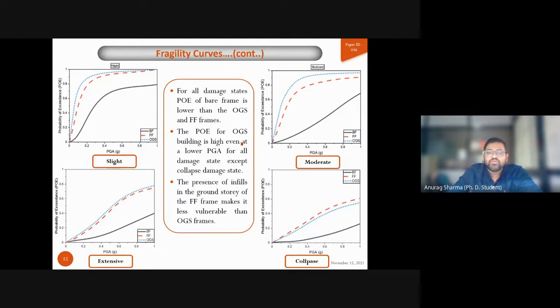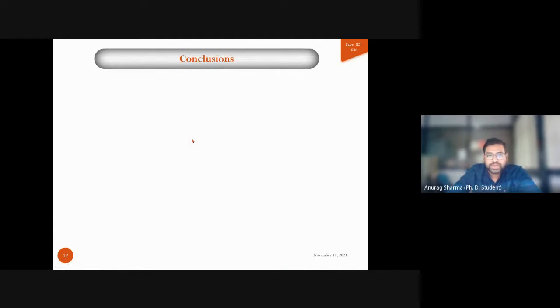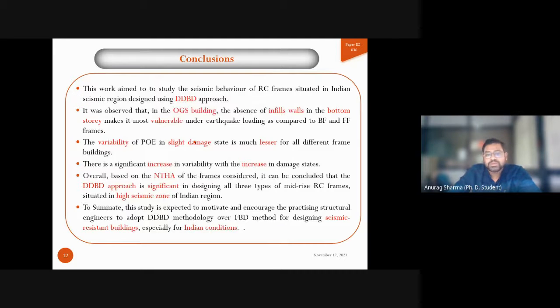Also, the POE of the OGS building is high even at the lower PGA for all damage states except the collapse damage, which means that due to the presence of infill in the fully infilled frame, it is less vulnerable than the open ground story frames. So overall, what we have concluded is that in the OGS building, the absence of infill walls in the bottom story makes it most vulnerable under earthquake as compared to the bare frame and fully infilled frame.